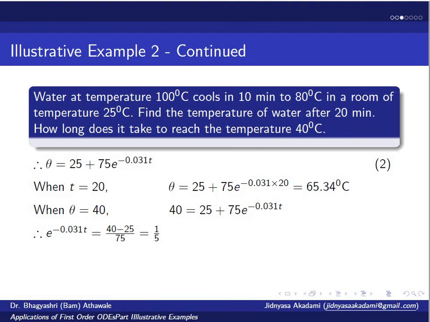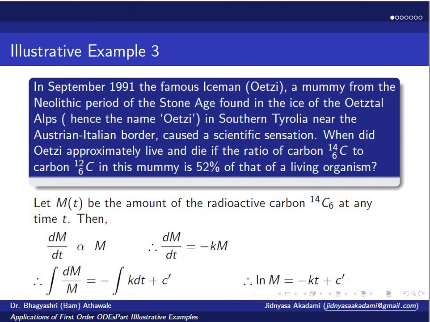And so, 0.031 T is equal to ln of the reciprocal of this, which is ln of 5. And so, T is equal to ln of 5 divided by 0.031, which is 51.92 minutes. And that is our second problem. So let us start the third problem.